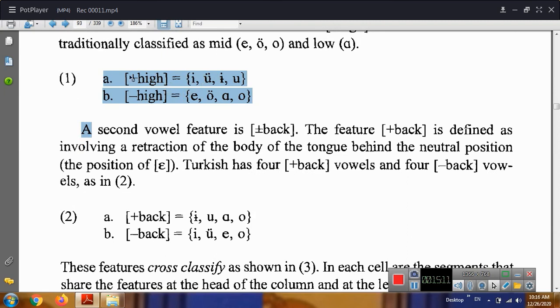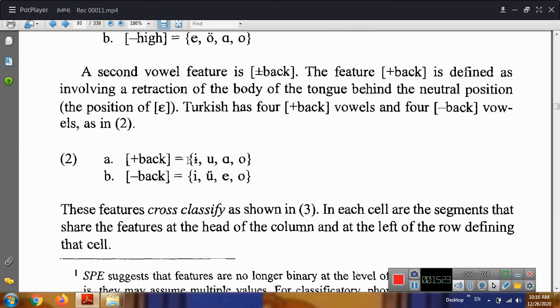These sounds are different from these vowels because their distinctive features are different. Here, for the plus back vowels we have I, U, A, O, and for minus back we have E, Ü, E, Ö.